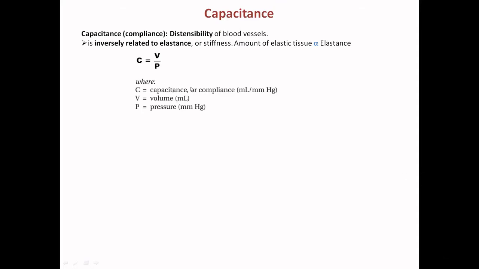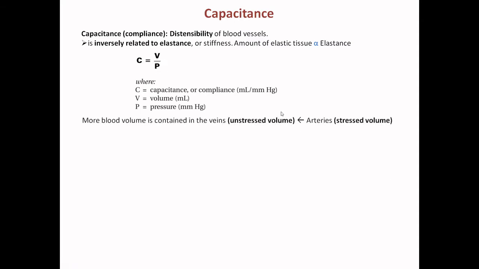So capacitance or compliance is the distensibility of the blood vessels. The larger the capacitance, the more the blood vessels have the ability to distend. It has the ability to swell. That is the capacitance, and it is inversely related to the elastance or the stiffness. So if it is stiffer, it has less capacitance. The amount of elastic tissue is directly proportional to the elastance. C for the capacitance or the compliance, in ml per millimeter mercury, equals volume by pressure.